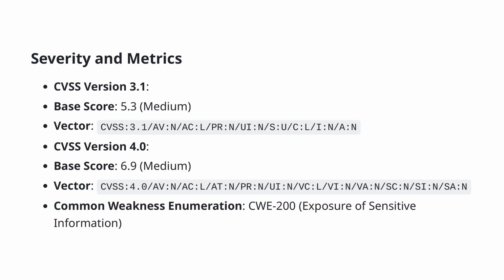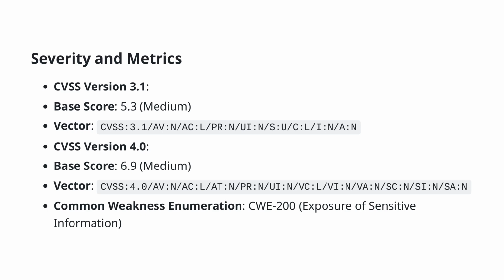Now, let's delve into the severity and metrics of the CVE-2024-6646 vulnerability. This vulnerability is assessed using the Common Vulnerability Scoring System, CVSS versions 3.1 and 4.0. For CVSS version 3.1, the base score is 5.3, classifying it as a medium severity issue. The vector string indicates the following properties.